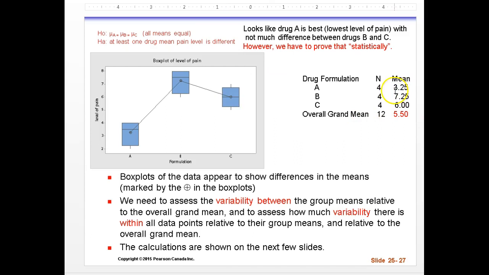All right, now over here I have put in the means for each of these groups, and it certainly seems like for drug A the mean is only 3.25, which seems to be a fair bit smaller than what we get for B and C. Is there a difference between B and C? Who knows at this point. And I've also indicated here, because it's important when we do the calculations, you take all 12 data points, throw them in the one pot, and get the mean of all 12. That's your overall grand mean. Turns out to be 5.5.